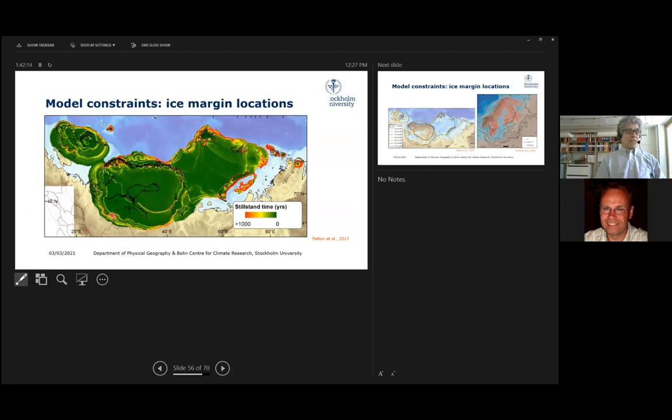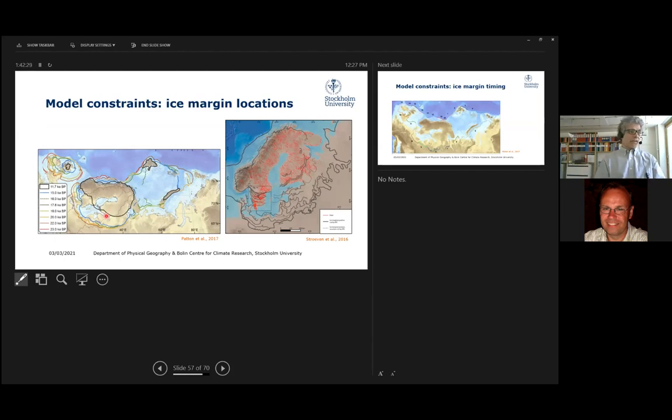So here we see the imprint of when the ice is standing still, from more than 1,000 years to 500 years, which are the yellow ones, to the green colors, which basically have no standstill. And you can then make a map of that, which would be here. So these would be different ice margins according to the standstill. And you can compare that.